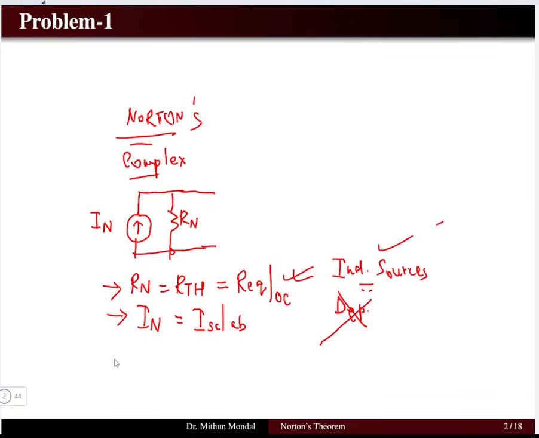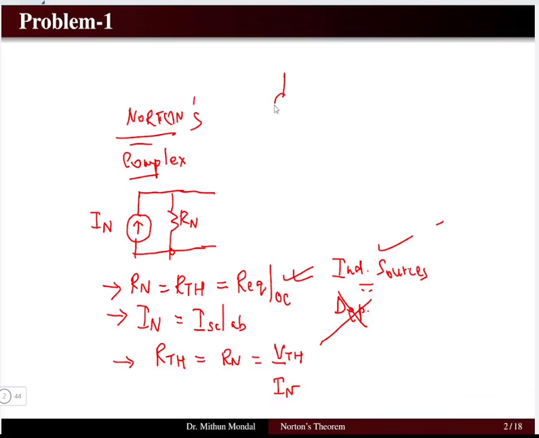And Norton and Thevenin are related to each other. For example, if you write the value of R Thevenin, R Thevenin is equal to R Norton, which is equal to voltage by current, right? So what is the voltage? For the voltage you write the Thevenin voltage, and for the current you write the Norton current. So there is a direct relationship between the Norton circuit and the Thevenin circuit in accordance with source transformation.